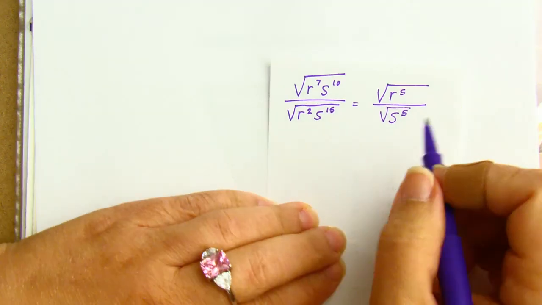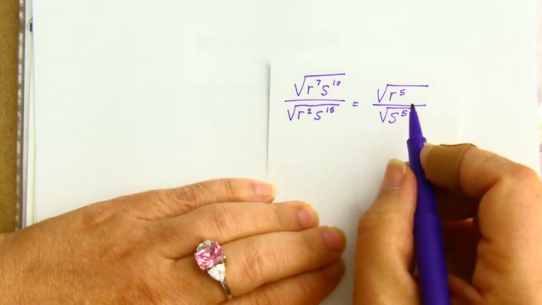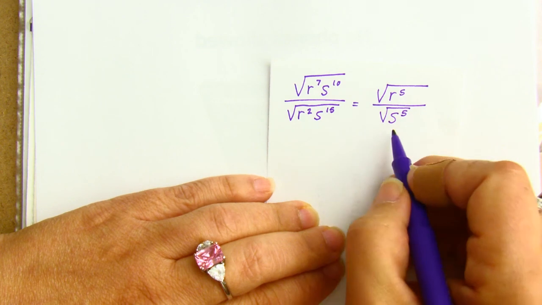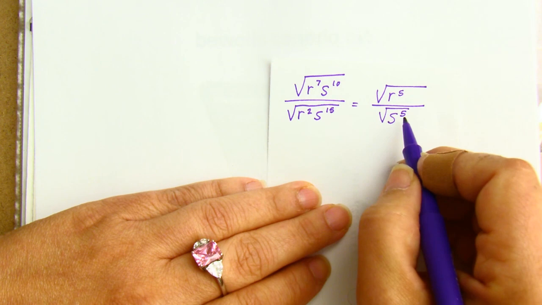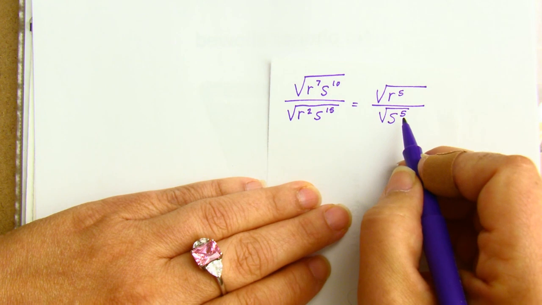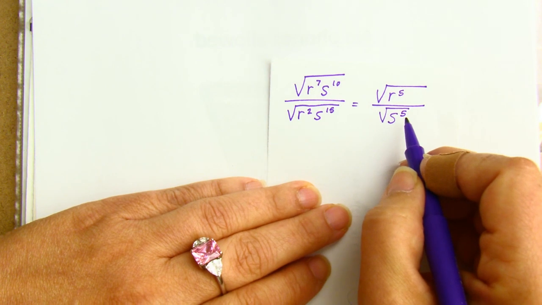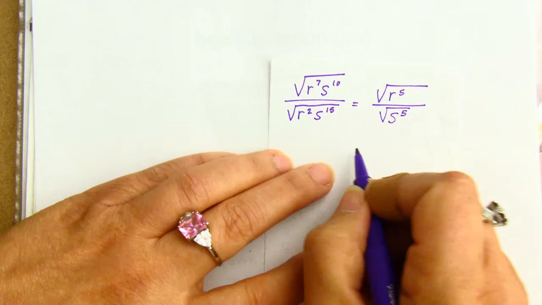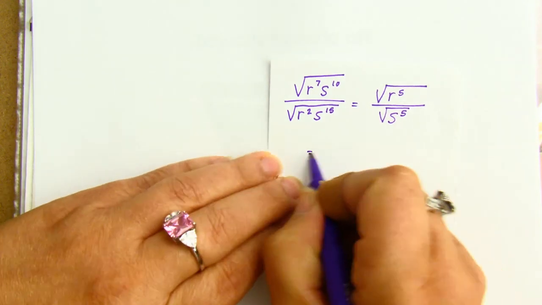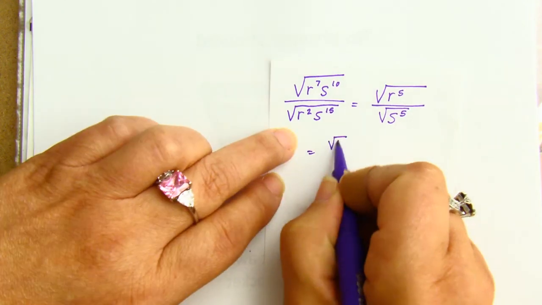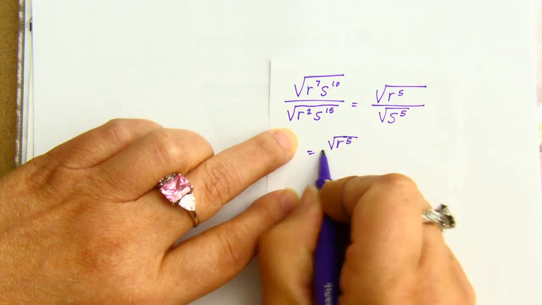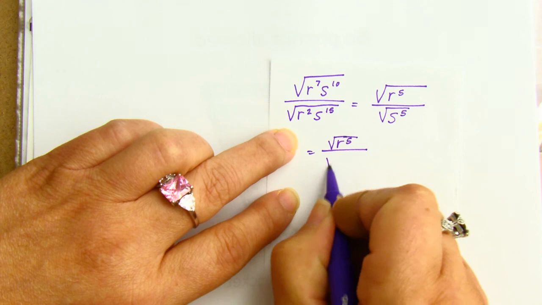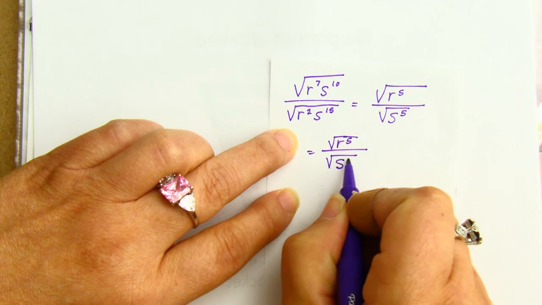Now, I've got to rationalize this denominator, which means I need to make this be some square. S to the power of 5 is not a square. But any exponent that's even is a square. And so I can say this is equal to the square root of r to the power of 5, power's on the inside, and the square root of s to the power of 5.